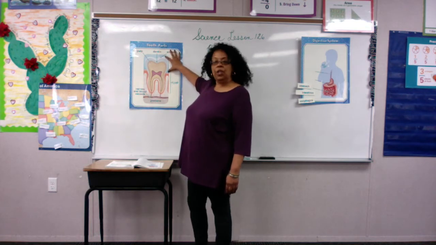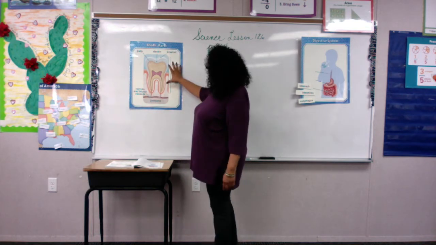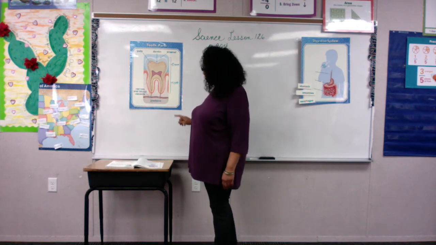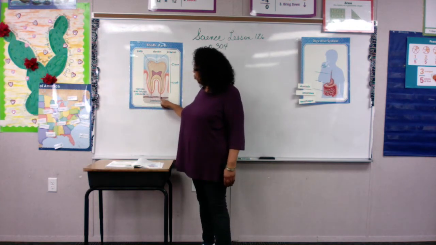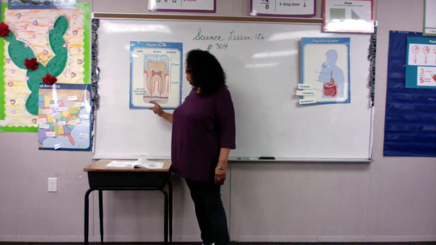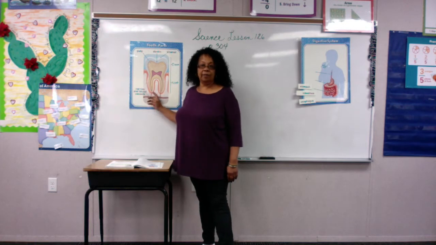The top that you see is your crown, and the part underneath your gums is your root. And then on the bottom, you have your jawbone, which is where your roots are attached to, and there you also find blood vessels. So those are the different parts of your tooth.